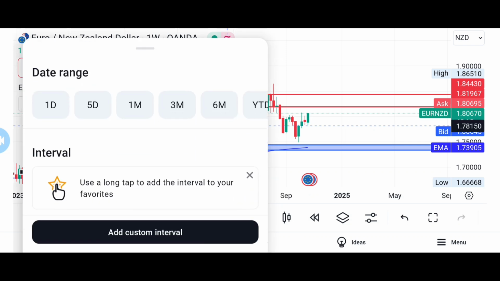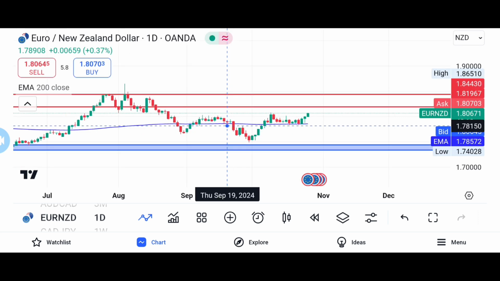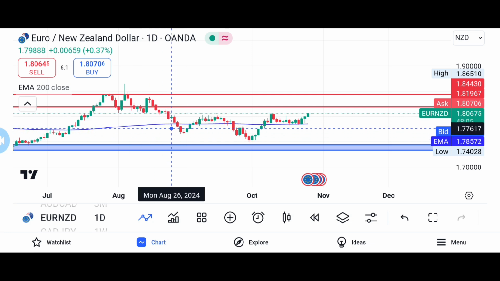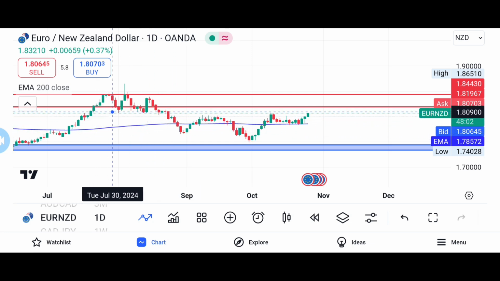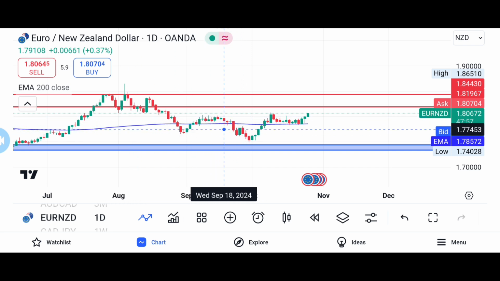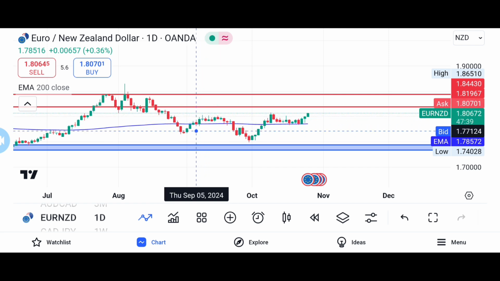So let's go to daily. On the daily time frame, you can see our EMA is up and down. You see here the price action was above the EMA. Here the price action is below the EMA. What does this mean? This means that we are now in a range zone, and it's very dangerous to trade in a range zone. But I want to show you something that has made me put this pair on my watch list.